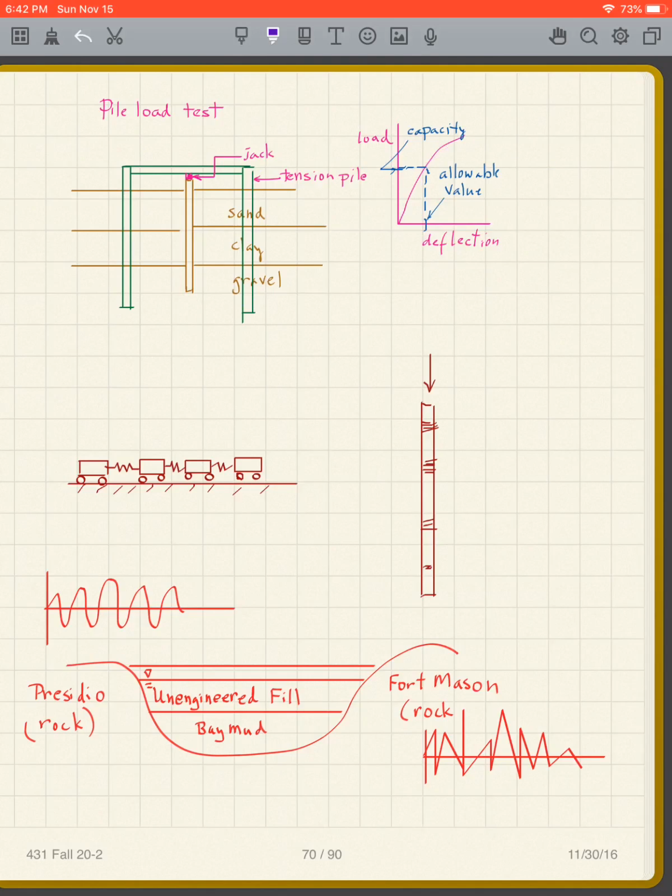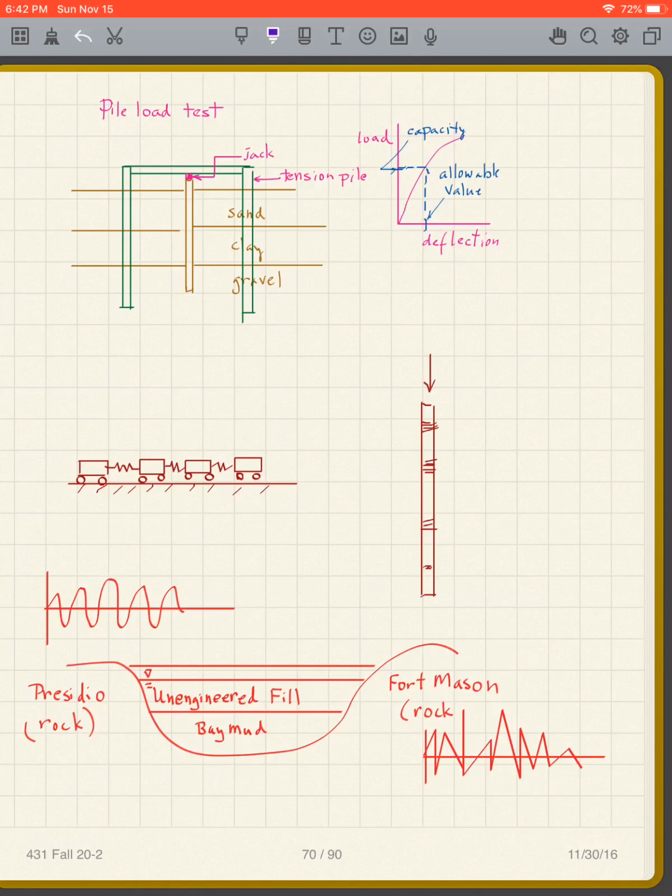But generally, we have a limiting deflection. We don't want too much deflection. So you get an allowable value of deflection. You come up and you get your capacity basically from the deflection restriction.